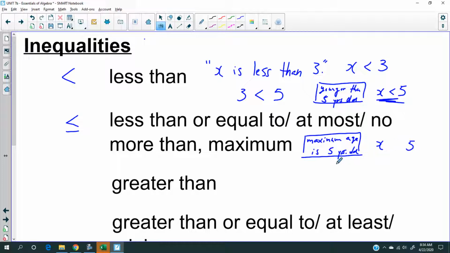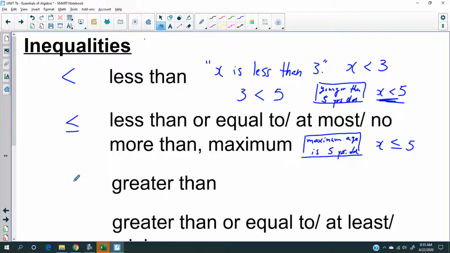Now, what happens if you're 4? Can you ride if you're 4? Yeah, because you're still less than 5 years old. How about 3 years old? Yeah, you can. Now, what about 6 years old? Can you do it? No, because the maximum age is 5. So the way we write that is less than, so 4, 3, 2, 1 years old, or equal to, which means if you're 5, you're still okay. You see what I'm talking about?